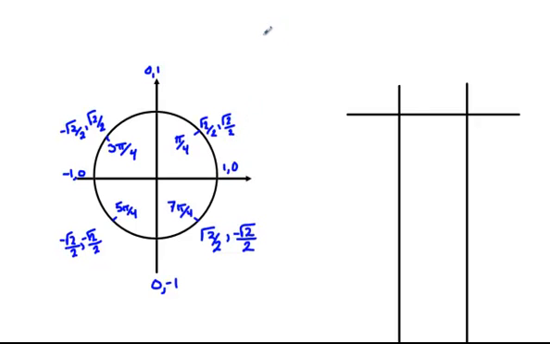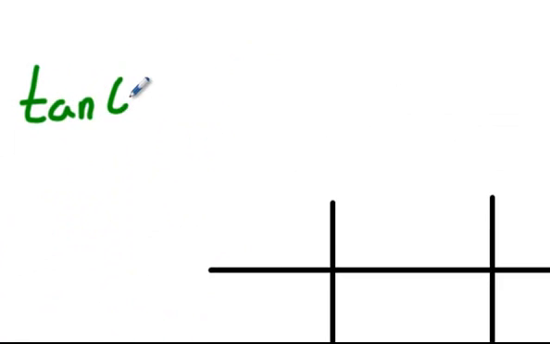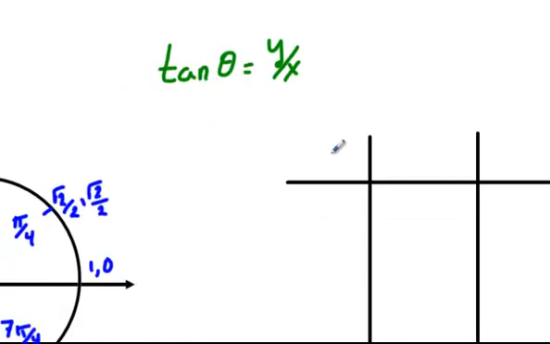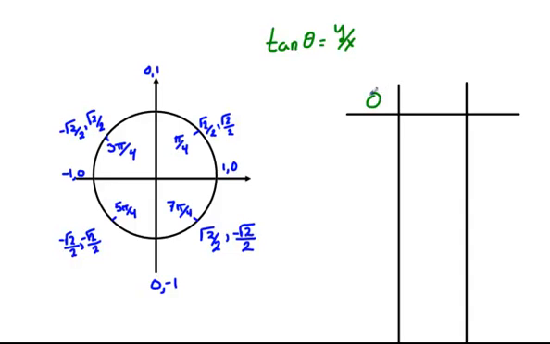Now when we graph a tangent, let's look at our equation for tangent: the tangent of theta is going to equal y divided by x. So to find our tangent, we take the y-coordinate and divide it by the x-coordinate. Let's go ahead and make a chart, and then we'll use this chart to help us graph it out.